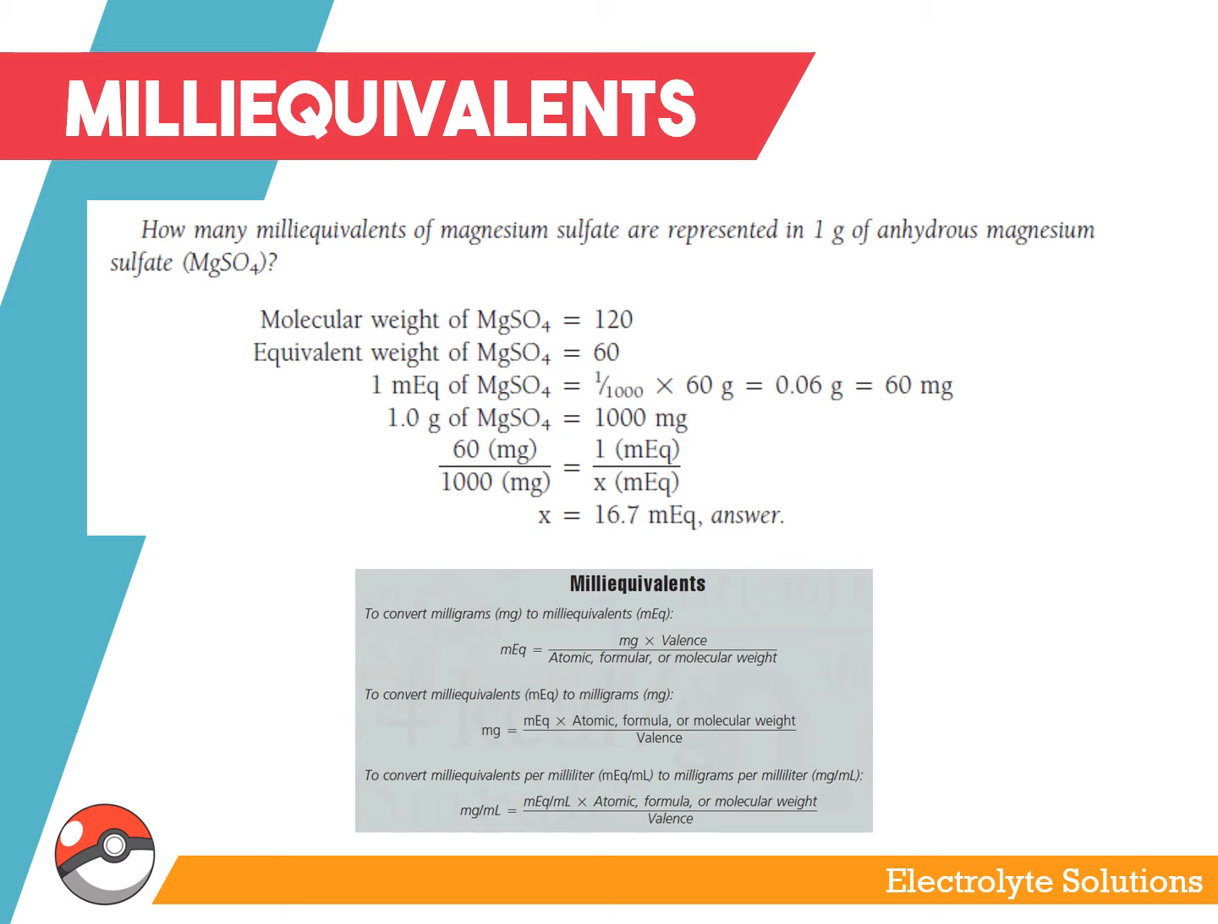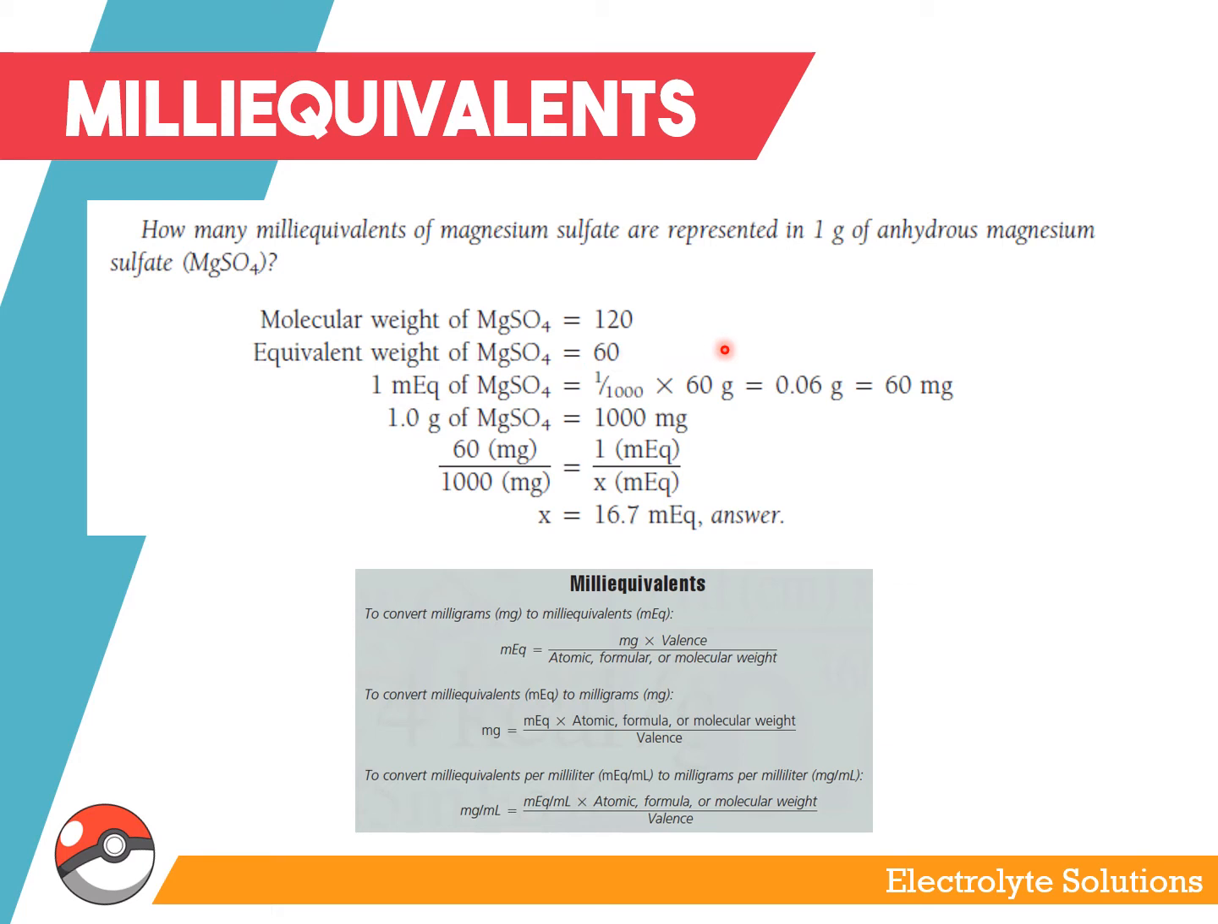How did it become 2? If you recall your lessons from inorganic chemistry, sulfate has an oxidation number of -2, and so that means that magnesium has an oxidation state of +2. Since it is 2, it will also be its valence. So 120 divided by 2 is 60.